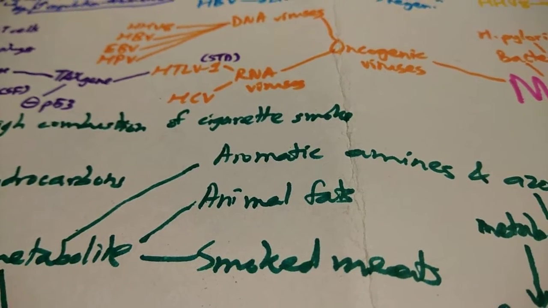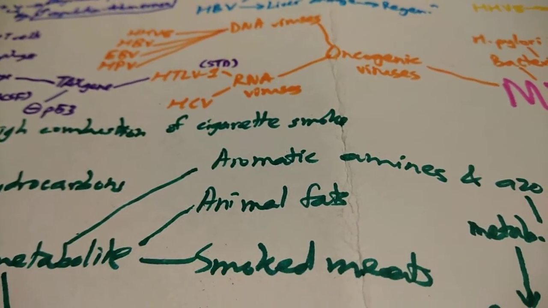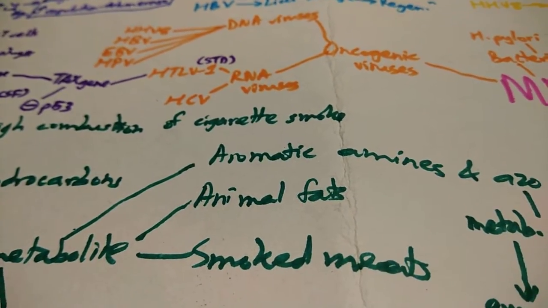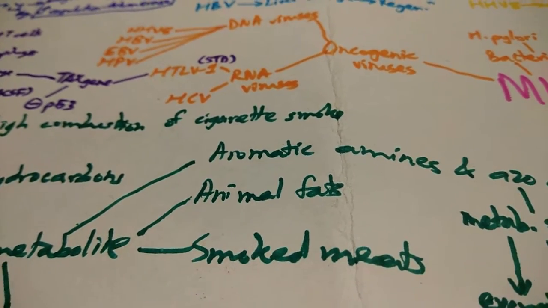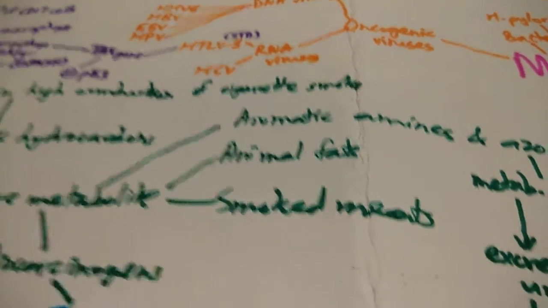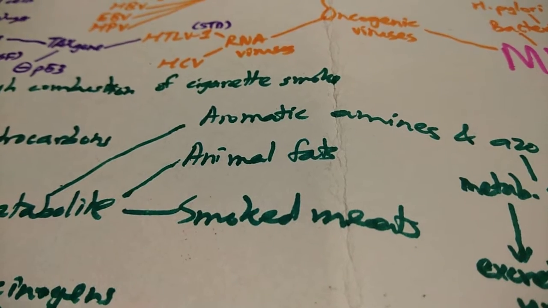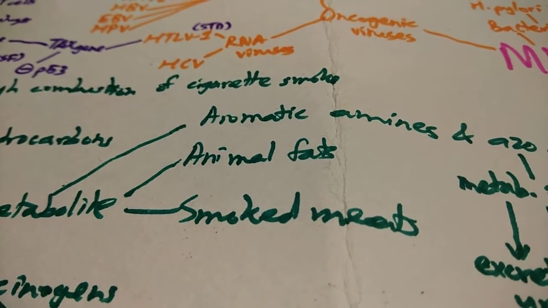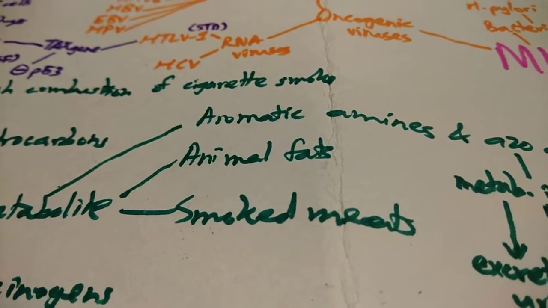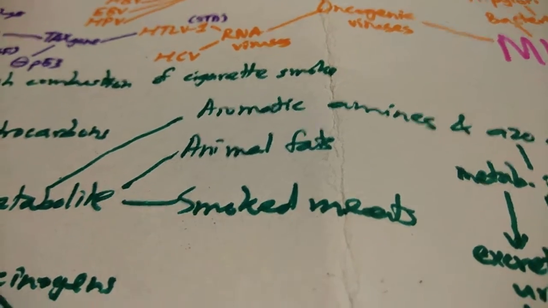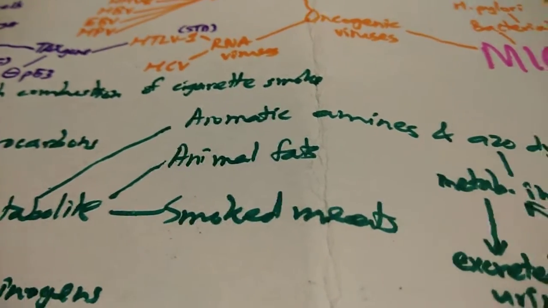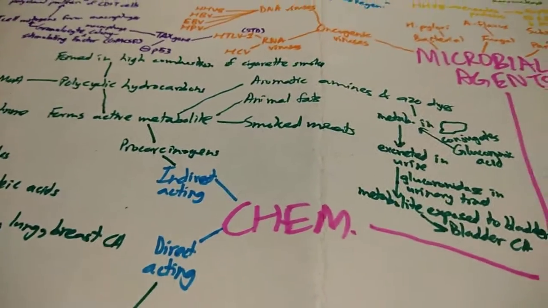Now, a lot of them are generally saturated animal fats, which can break down to form free radicals, which is again highly carcinogenic. And same thing goes with smoked meats. Smoked meats are often used for preservation of meats, where they're treated with nitrates, and these also can tend to cause cancer. Right? So that's chemical carcinogens.